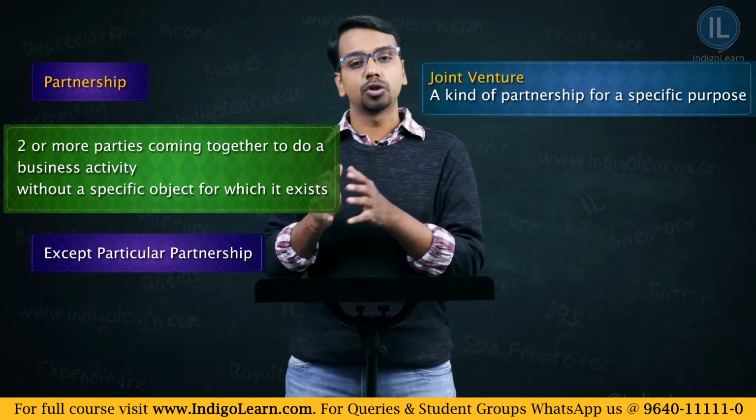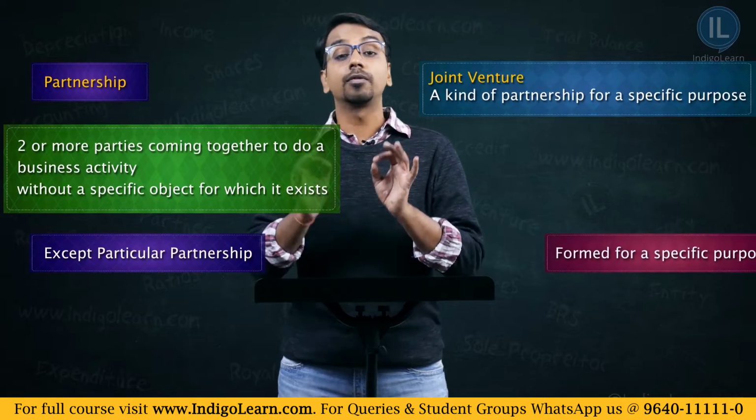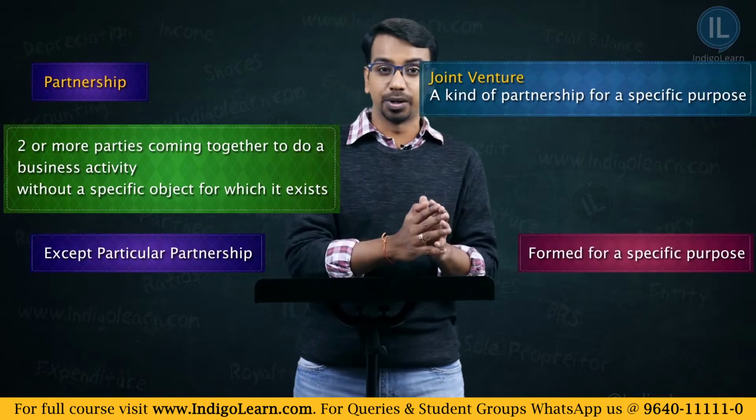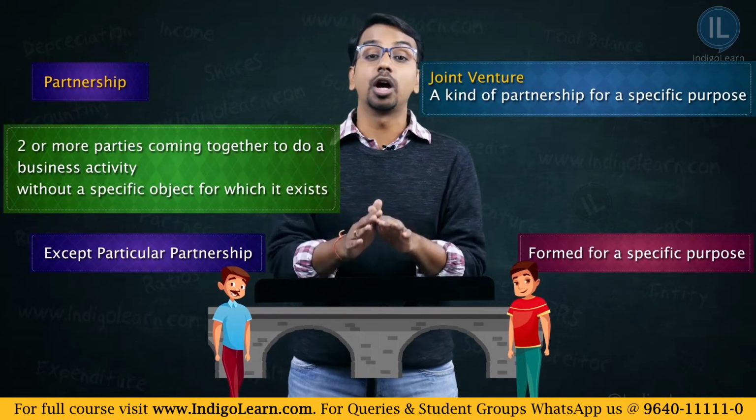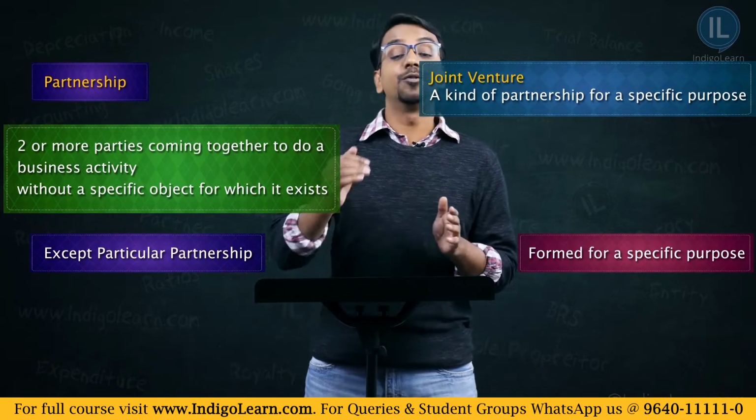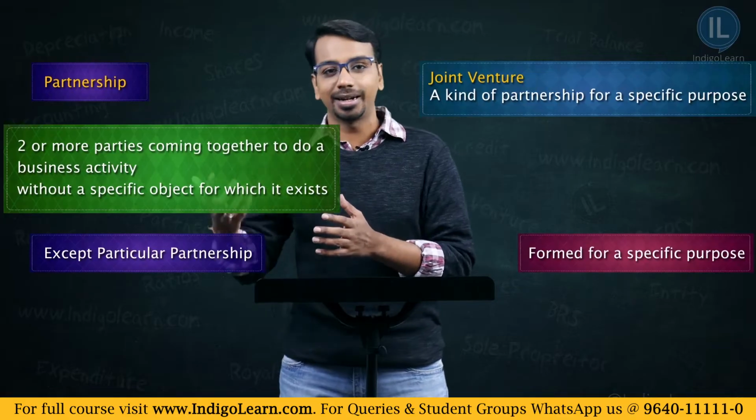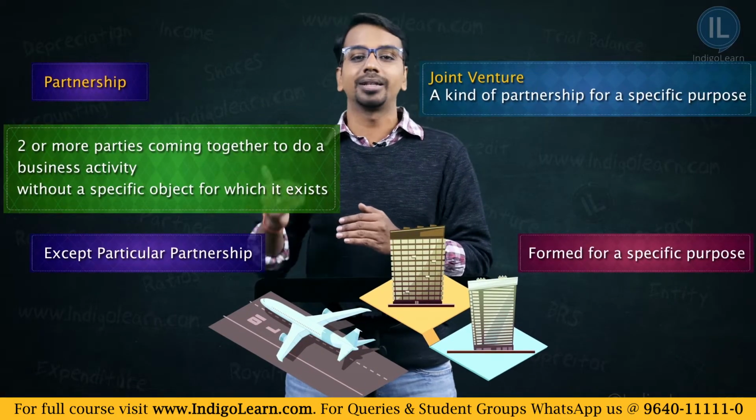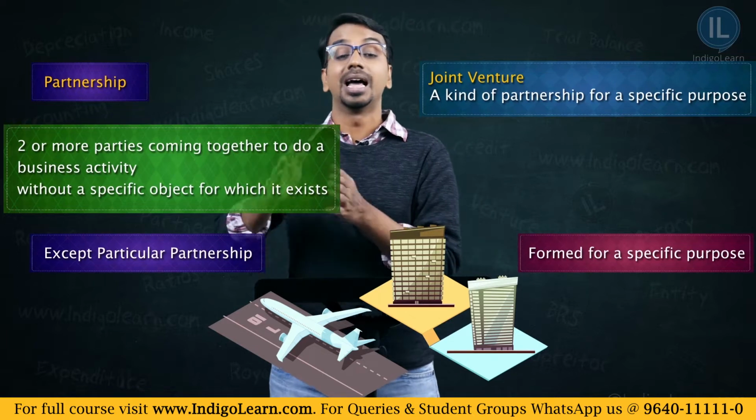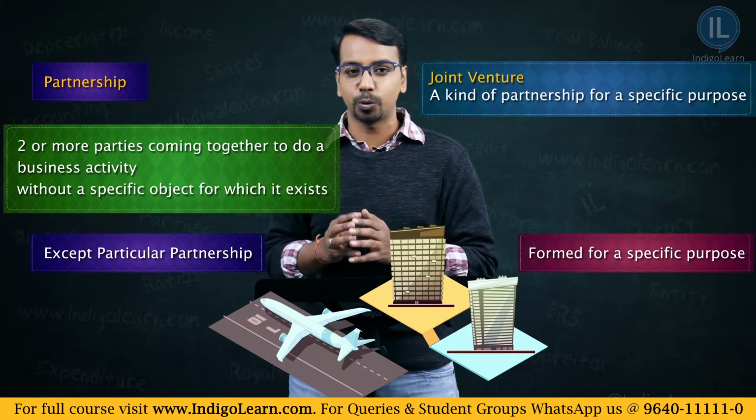But when it comes to a joint venture, it is formed for a specific purpose. If it is the construction of a bridge, after the construction of the bridge, the joint venture comes to an end. If you look at the Delhi International Airport, the joint venture is to construct and operate the airport for a specified number of years, after which the joint venture comes to an end.